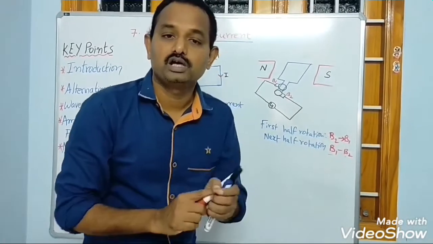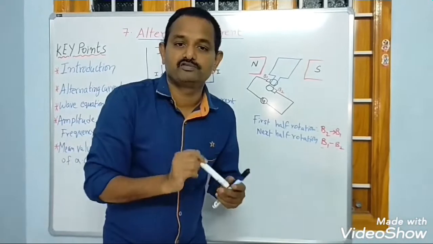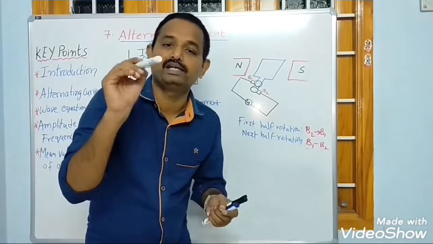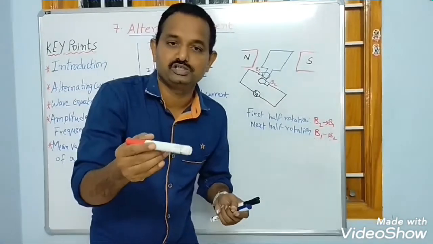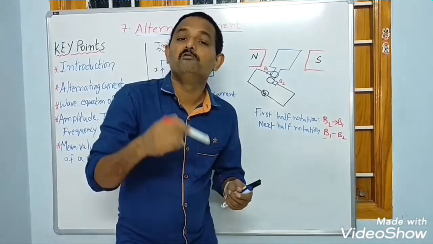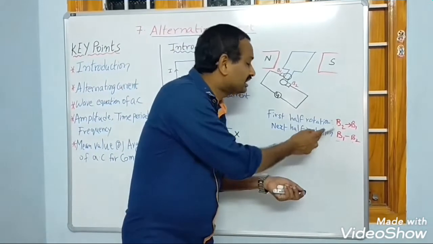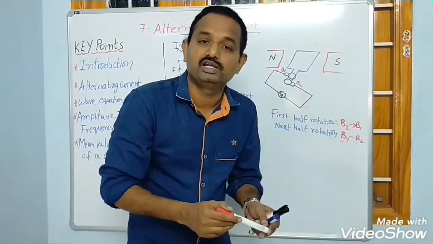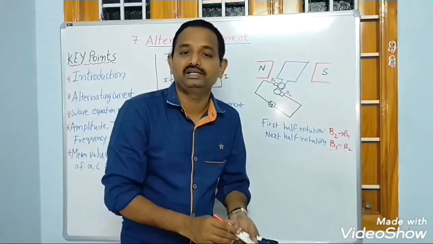How? Because here the change in magnetic flux induces EMF. When magnetic flux is changing, EMF will change. When EMF is changing, that develops variable current. So here the direction and magnitude of current is changing. Such current is called alternating current.